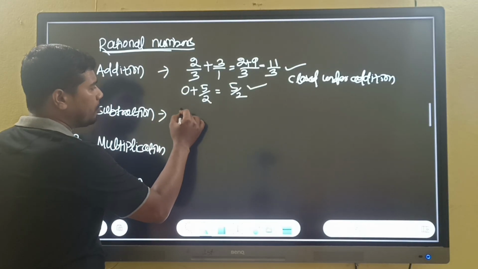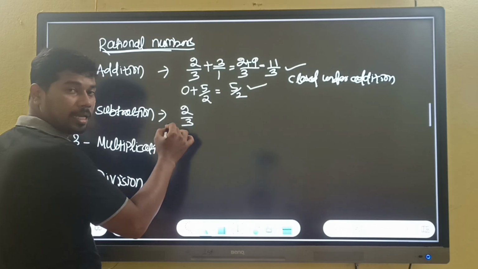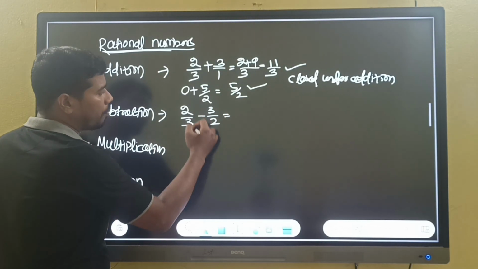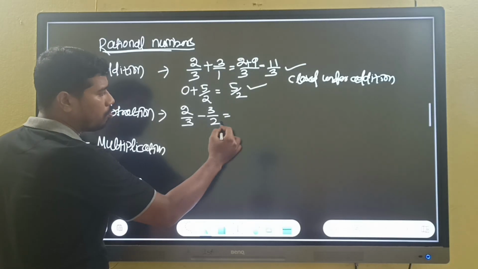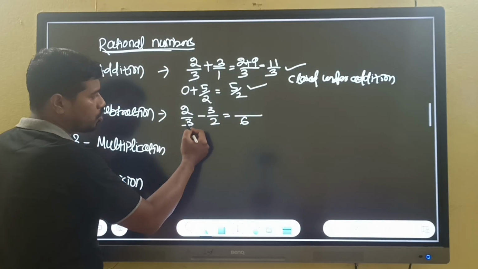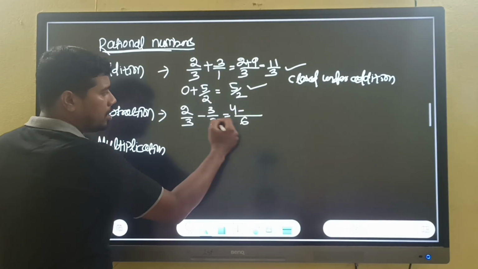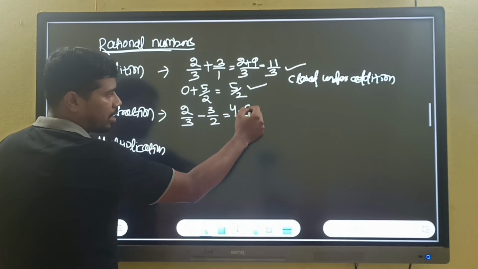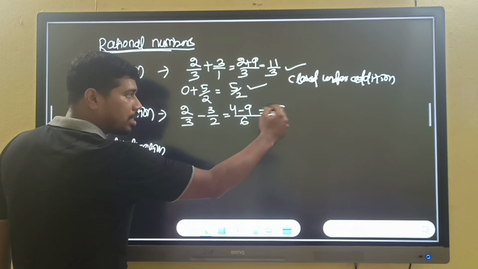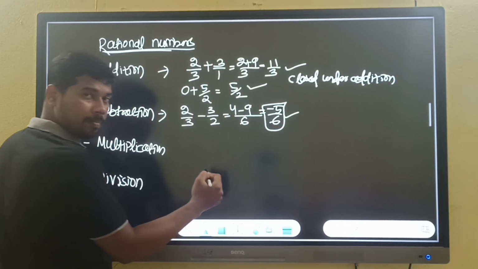So let's take one example: 2 upon 3 is a rational number, and we subtract 3 upon 2 from it. The LCM of 3 and 2 is 6. 6 divided by 3 is 2, 2 times 2 is 4, minus 6 divided by 2 is 3, 3 times 3 is 9. 4 minus 9 equals minus 5 upon 6. So it is also a rational number.